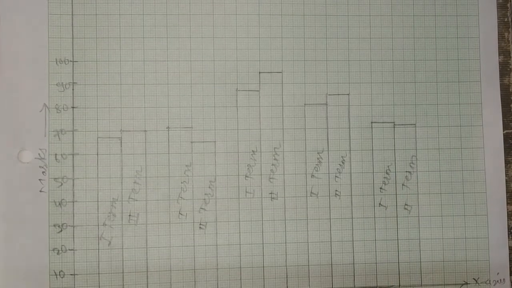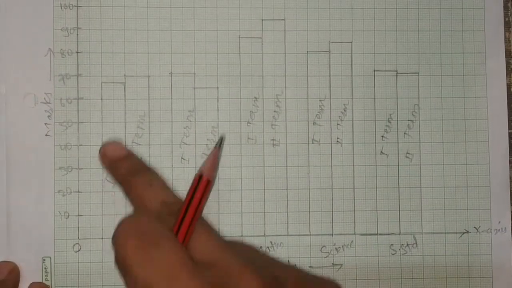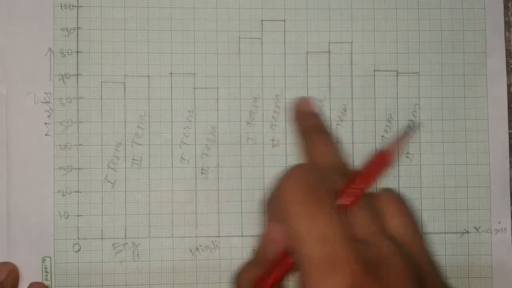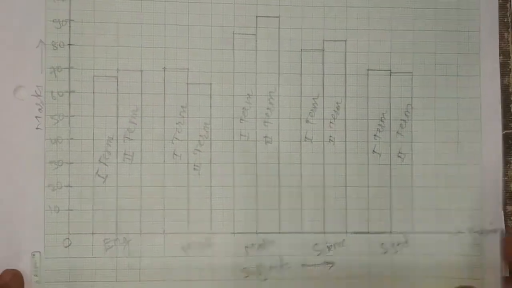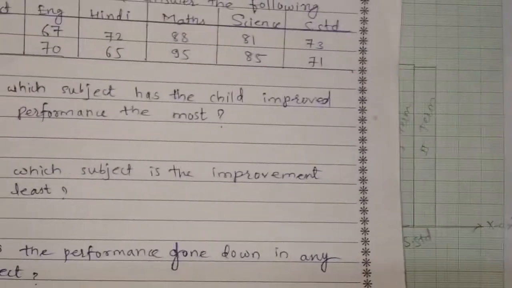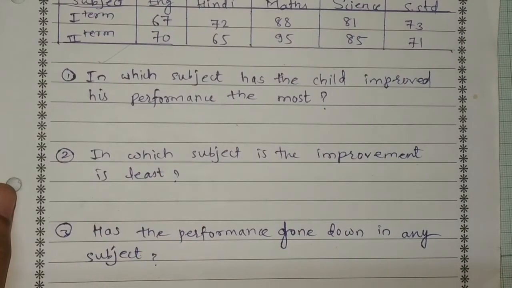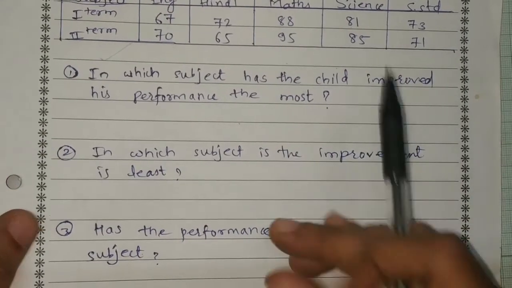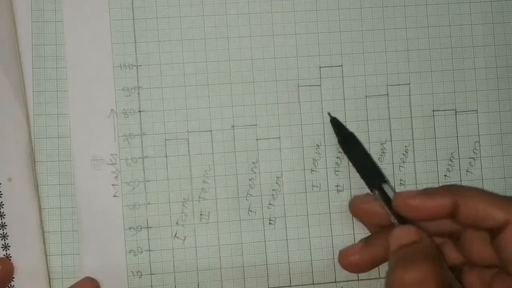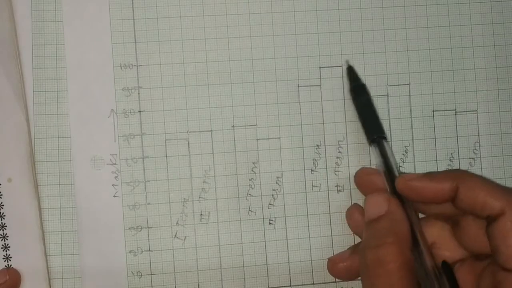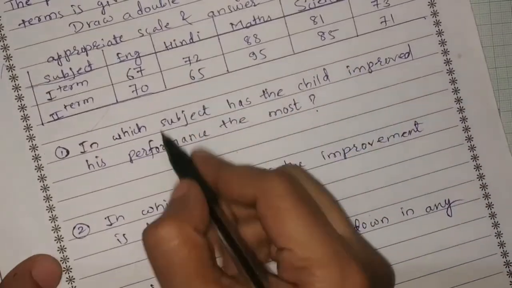So in this way, by using this dual bar graph or double bar graph, we can easily compare the marks and their performance, which have increased and which have decreased. Now by using this graph, our graph reading will start. Your first question is: in which subject has the child improved his performance the most? Using marks also you can compare it. In the Maths subject, it was first 88, then it increased to 95. So for Maths, the child's performance has increased the most.